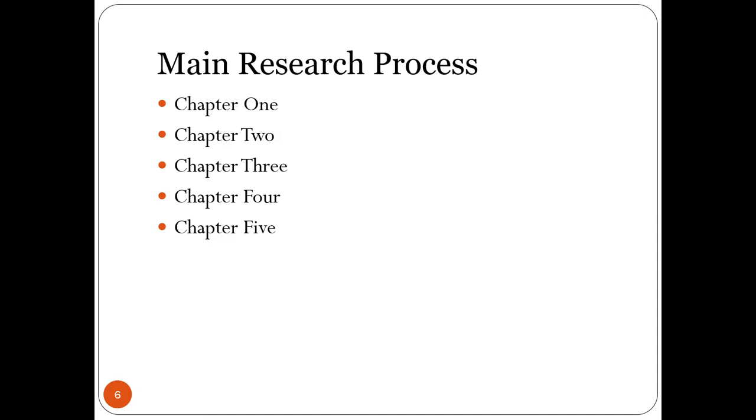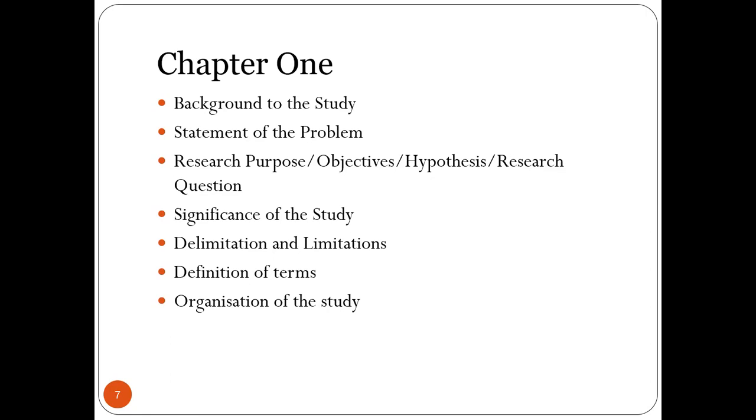So we have chapter 1, chapter 2, chapter 3, chapter 4, and chapter 5. You get to know what each chapter entails and what it means. So now let's go to chapter 1. If you look at the University of Cape Coast research guideline, chapter 1 must cover some subsections, and these are the subsections that it must cover.